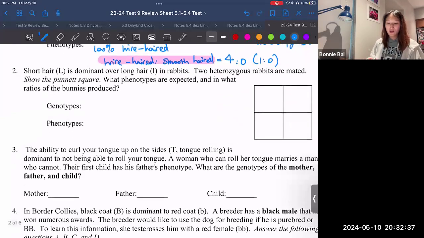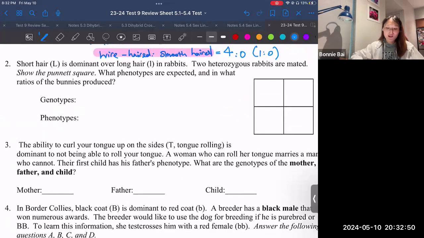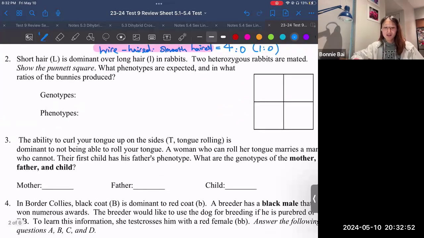All right, we're looking at question number 2. Short hair is dominant over long hair. Do this quickly now. This is the first question. Hopefully you got it. You have to get it. If you're struggling with the monohybrid, you got to figure it out. Come see me ASAP because you're going to be struggling. But you got this. I believe in you.